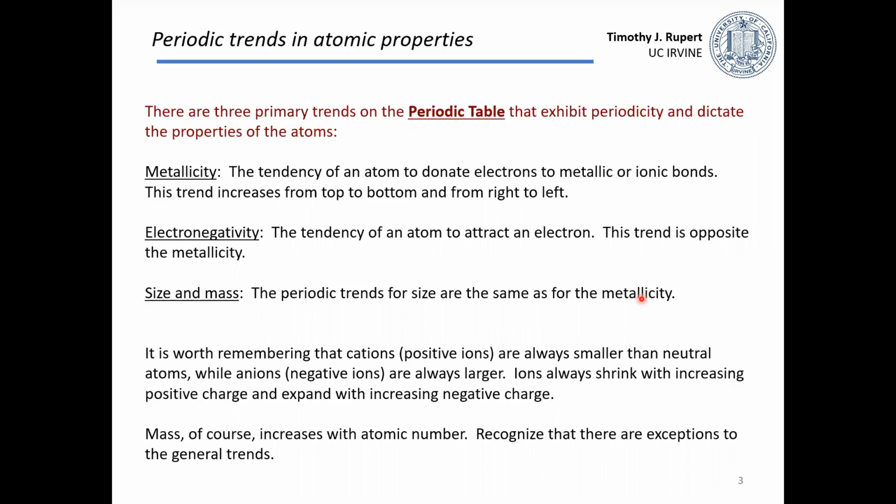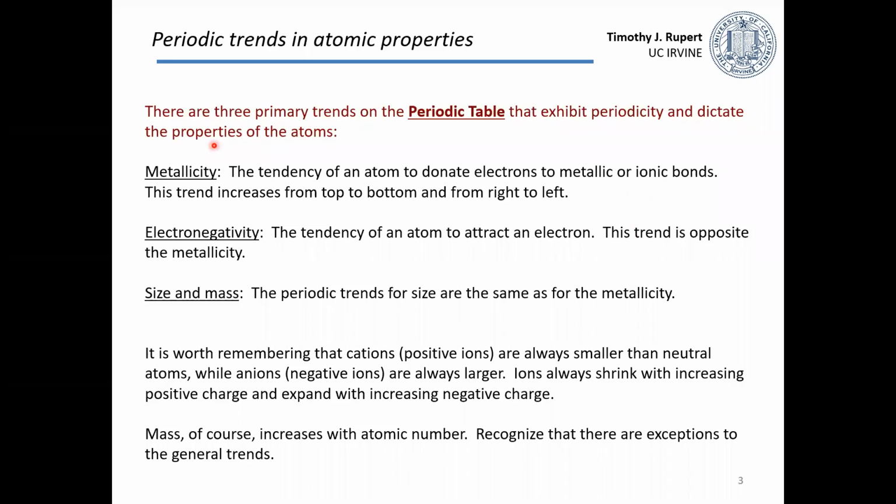So one of the first things to talk about, if you want to think about the atoms that comprise our materials, is the periodic table. This is just a way of presenting all of the elements that we know to exist in a way that has some periodicity, so we can have some predictive power for the properties of the atoms. First, there are three primary trends on the periodic table.